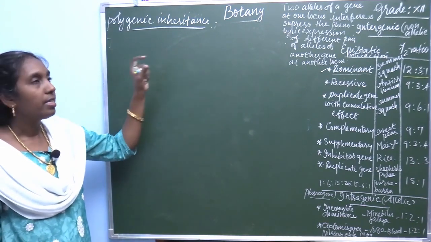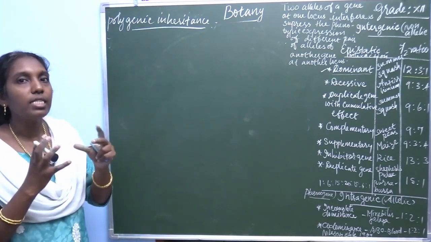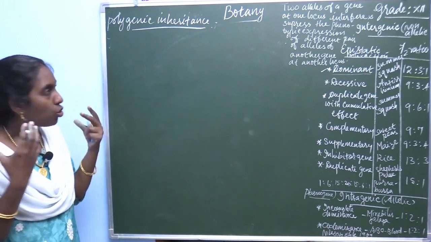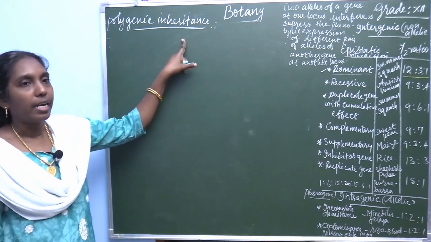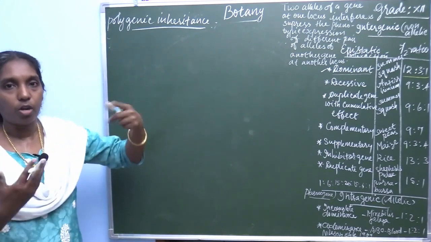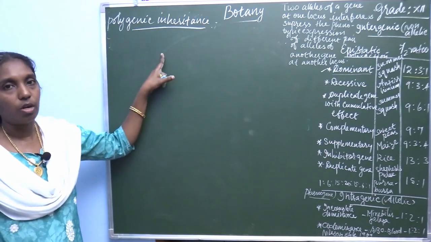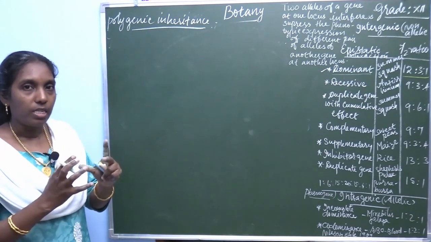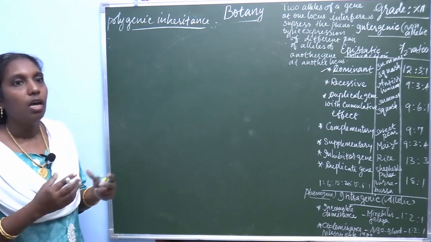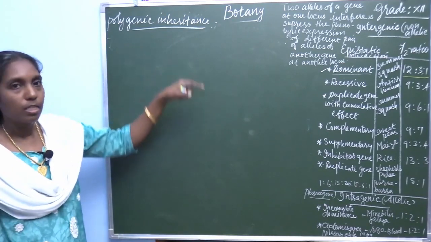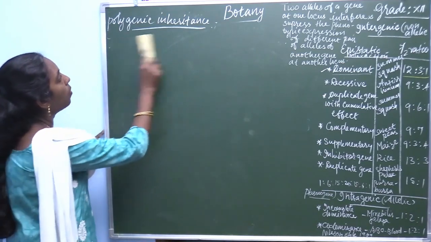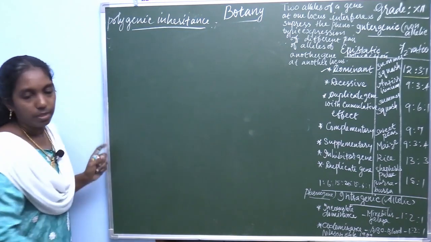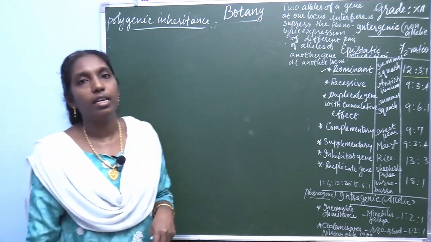A single trait is affected by several genes, or a group of genes which together determine a characteristic feature. That is called polygenic inheritance. A group of genes or several genes which combine and express a character is called polygenic inheritance. So, there is an example, wheat kernel color of wheat.